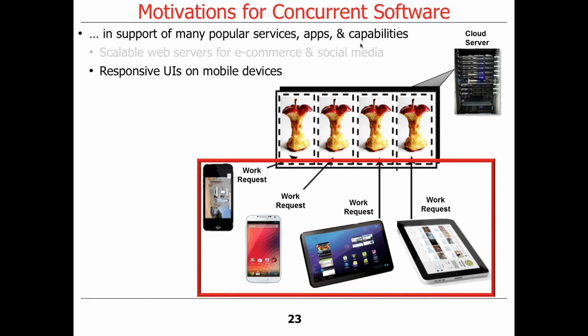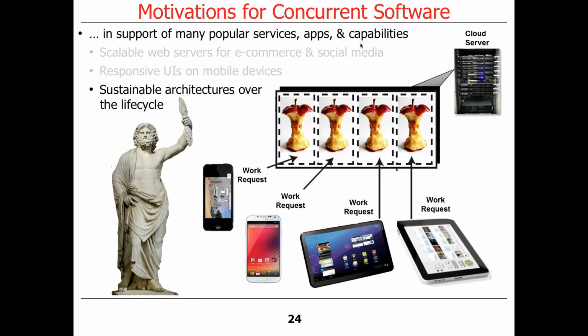We might want to be able to make very responsive user interfaces on our desktops and laptops and our mobile devices so that they don't sit there with an hourglass and appear to slow things down. That's about responsiveness. And then we also want to make sure that the things that we build, the architectures of our solution, will be sustainable over the life cycle. So, you know, sort of immortal, like a Greek god, right? You want these things to last for a long time rather than being software that you write once and throw away. You'll get some of that in this course.